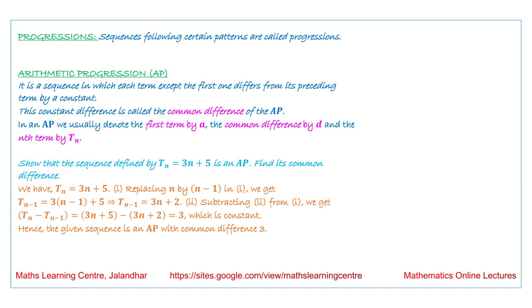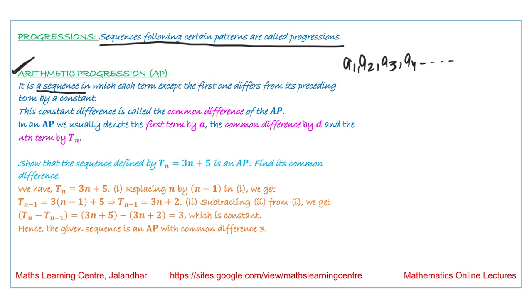Next is the definition of a progression. A sequence following certain patterns is called a progression. The first kind of progression we have is the arithmetic progression. It is a special kind of sequence where, we are talking about a sequence a1, a2, a3, a4, and so on, in which each term differs from the previous term by a constant value d.